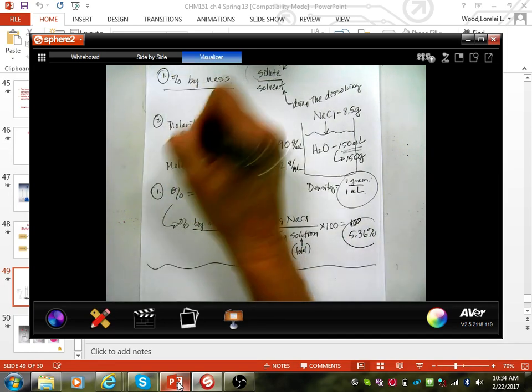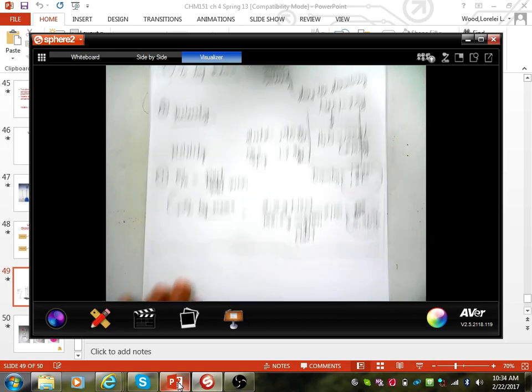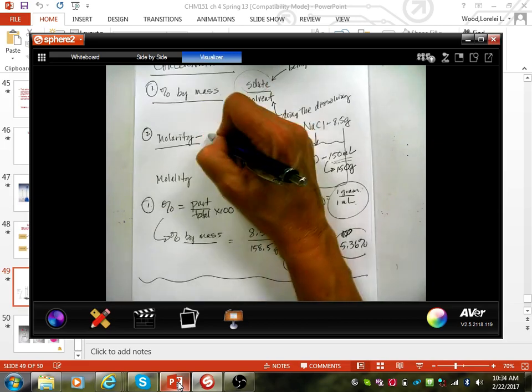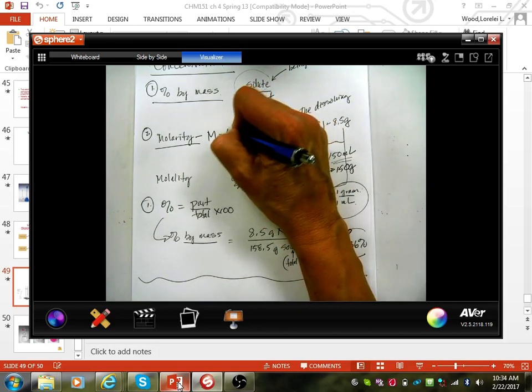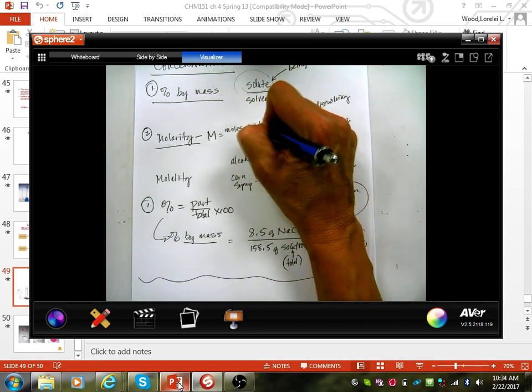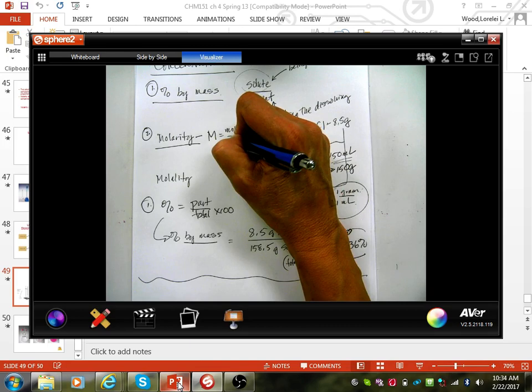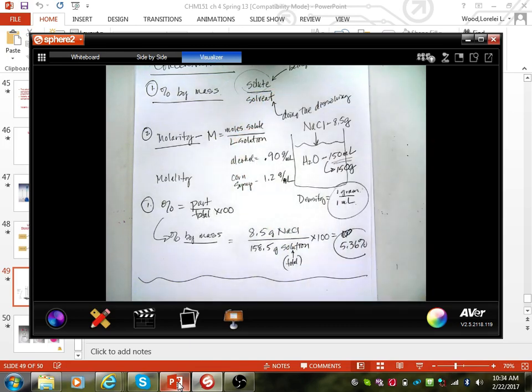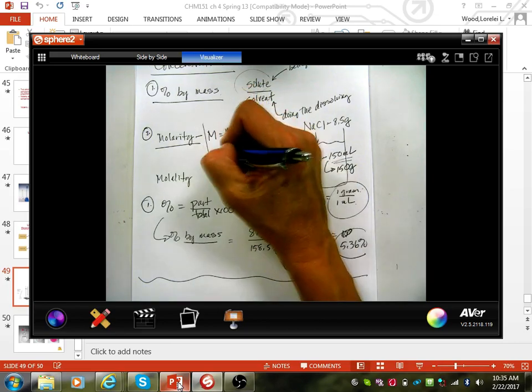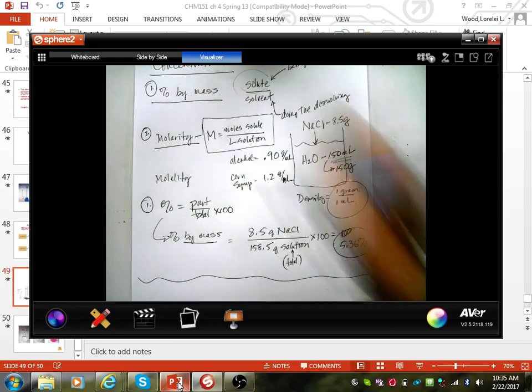We also need to talk about molarity. We use capital M to express molarity as an abbreviation. Molarity is equal to moles of solute divided by liters of solution. So that's molarity. There's our formula, our algorithm for molarity.